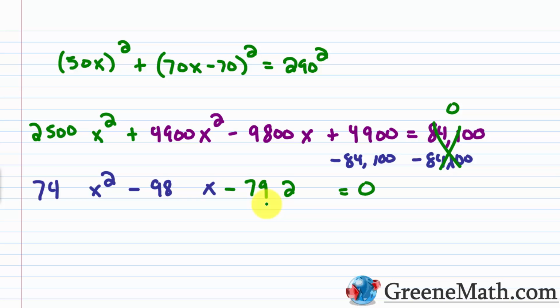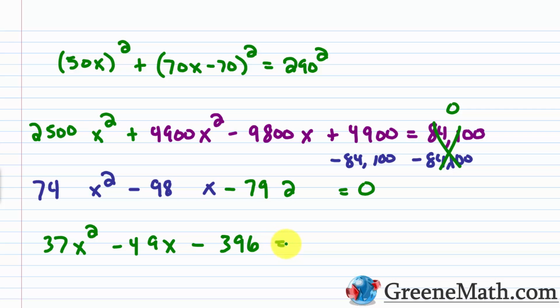And you would notice that you could also still divide each part by 2. So if you wanted to make it even simpler, you could say that 74 divided by 2 is 37, so 37x squared. And then 98 divided by 2 is 49, so minus 49x. And then minus, if you take 792 and divide by 2, you would get 396.